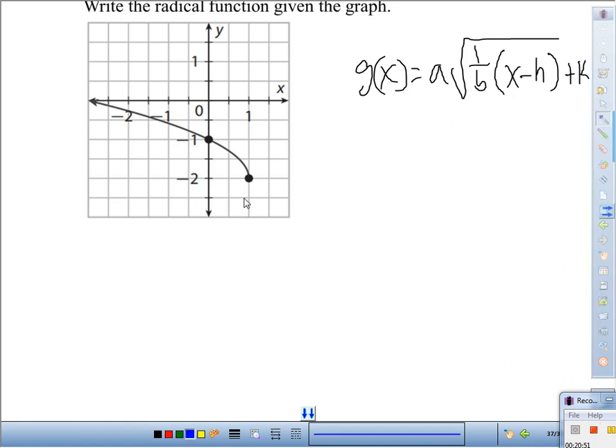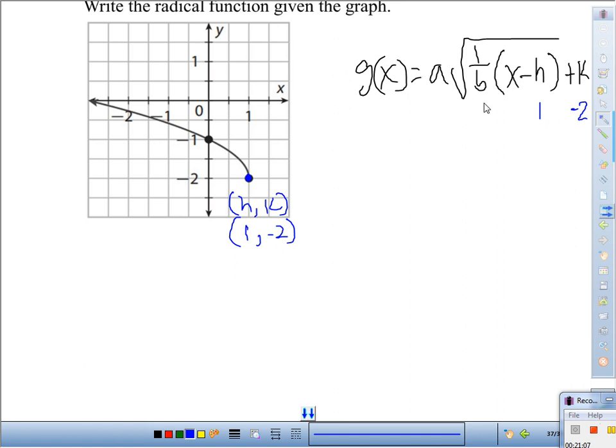All right. Now that we have our form, the first thing I'm going to identify is the vertex. What is our vertex, everyone? It's right there. This is h and k. So what is h? 1. And what is k? Negative 2. Okay, so there's my vertex. I'm going to substitute those, 1 and negative 2.